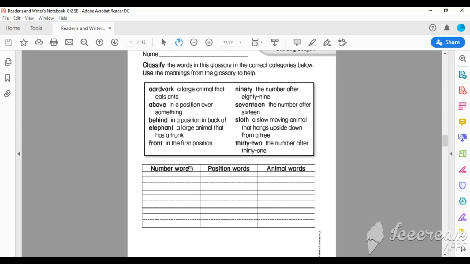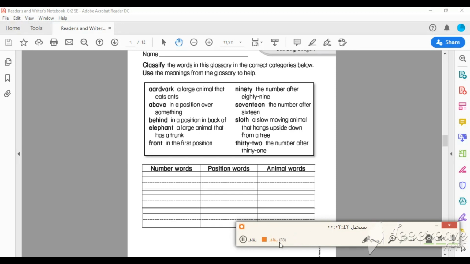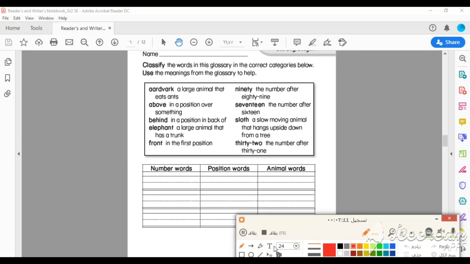Now we have here some categories, which are number words, position words, and animal words. What you're gonna do is take the word that is related to the category and write it in the same place. So can you do that with me? Let's try it together.